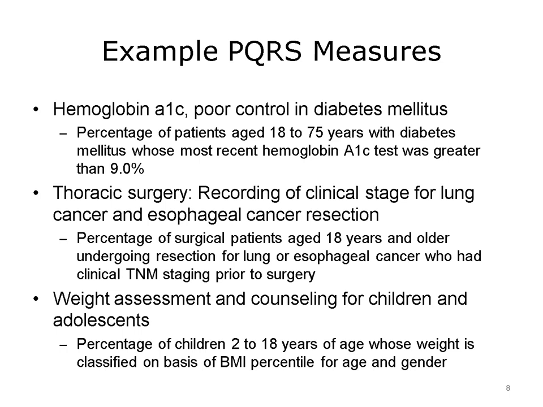PQRS enables healthcare professionals to measure, for example, the following conditions. For diabetes mellitus, the quality measure is the percentage of patients aged 18 to 75 years with diabetes mellitus whose most recent blood test showed a hemoglobin A1C level greater than 9.0%.